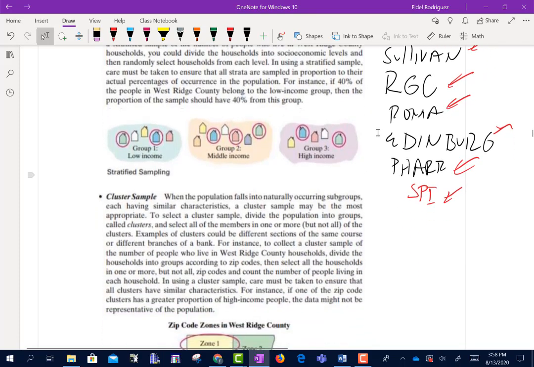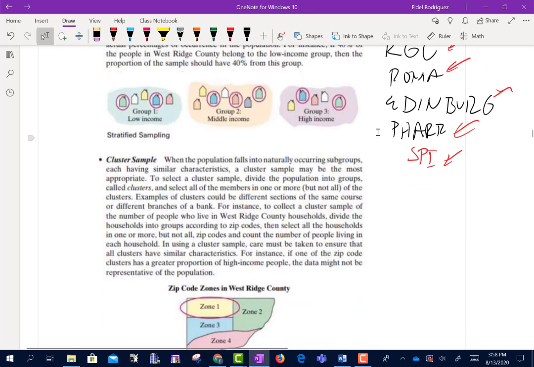Now, there's something called a cluster sample. And it says when a population falls naturally into occurring subgroups, each having similar characteristics, a cluster sample may be the most appropriate. So it says to select a cluster sample, divide the population into groups or clusters. Okay, we're going to do the same thing.